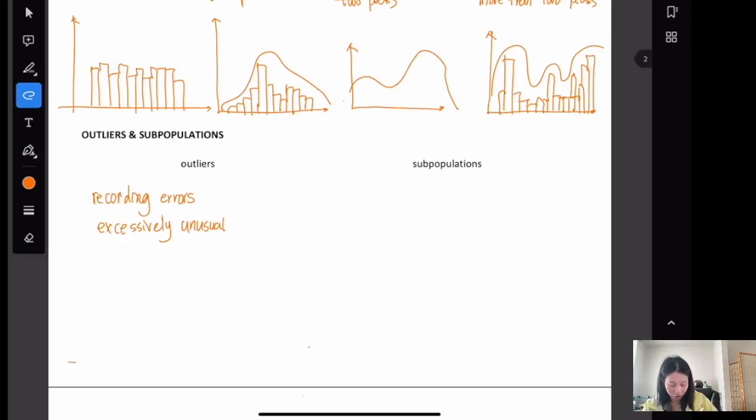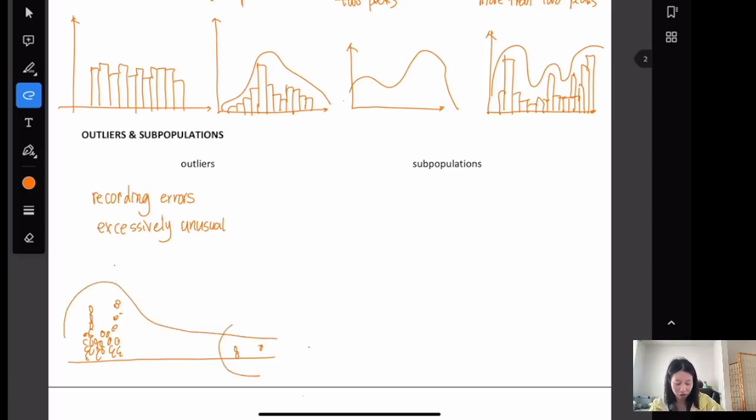Such as in the skewed data, most of the data are clustered on the left side here. And somehow you will see two or three data points on the right. This is skewed right data, because the tail is in that direction. So these two are the outliers.